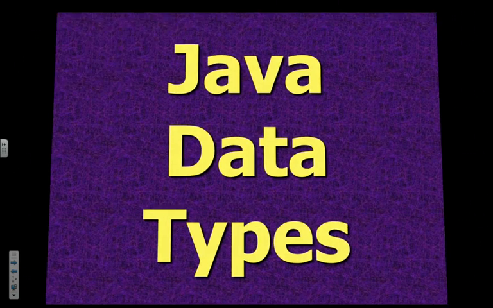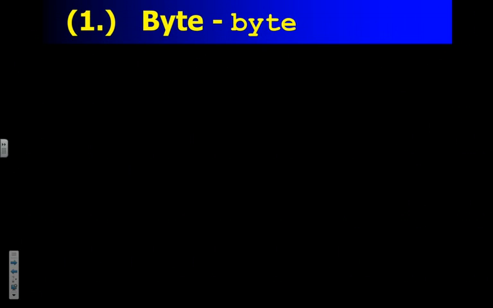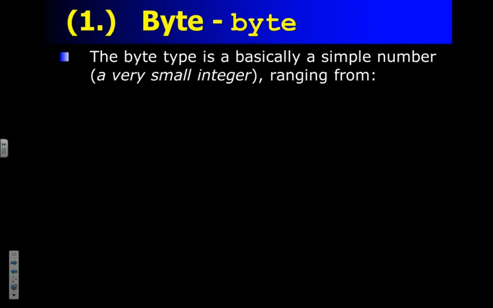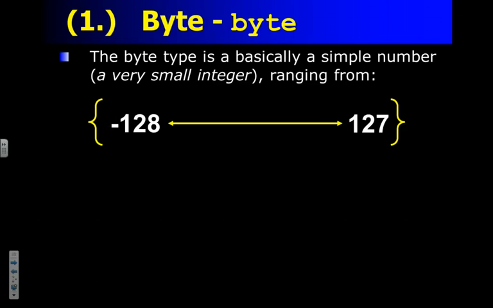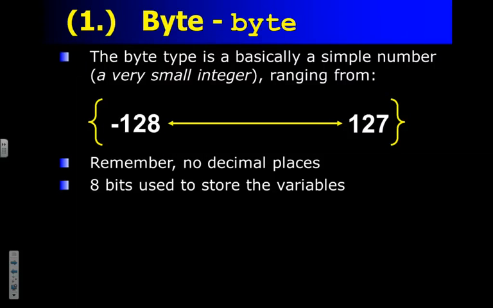Okay, so here are the basic data types in Java. And again, I'm going quickly through this. This is basically a review, okay? So the data type called byte is very small. It ranges from -128 to +127 and includes 0. So those are the numbers that it can store. Any number in that range. No decimal places whatsoever. And it uses 8 bits of data to store each of the variables.